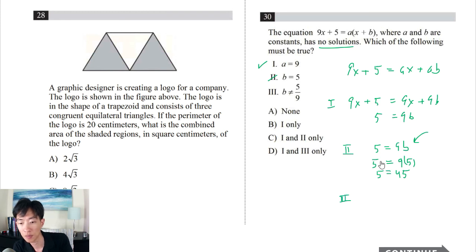Let's consider choice 3. Once again, we start with 5 equals 9b, and we're going to substitute 5/9 for b. We have 5 equals 9 times 5/9. Now notice what happens. The 9s divide out, and you're going to get 5 equals 5, which is always true. So what does this tell us? It tells us that when b is 5/9, the statement is always true no matter what x is, because remember we subtracted out the x's. So when b is 5/9, the equation has infinite solutions. So number 3 is absolutely right that b cannot be 5/9 in order for it to have no solutions. So your answer is going to be 1 and 3 only.